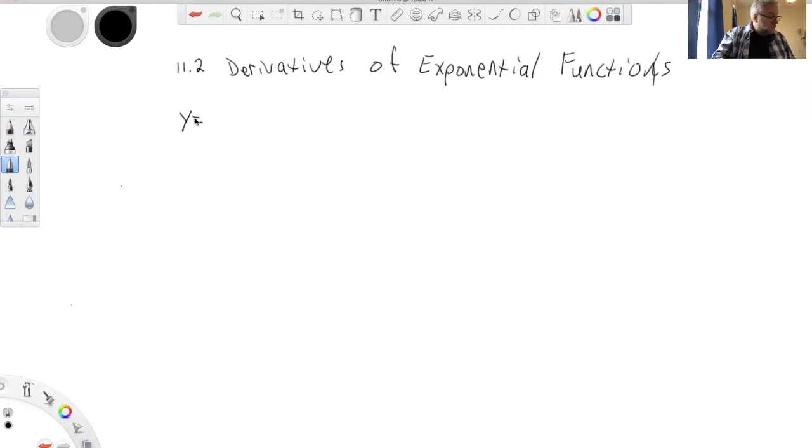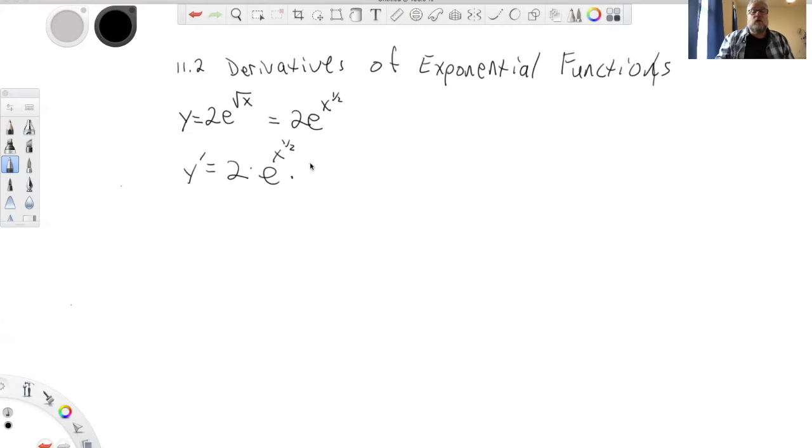Y equals 2e to the square root of x. So for the derivative, of course, we're going to rewrite this as 2e to the x to the 1/2 power, right? We don't want to mess with square root signs. Now the derivative. So this is 2 times e to the u. So the derivative is going to be 2 times e to the u, x to the 1/2, times the derivative of the exponent.